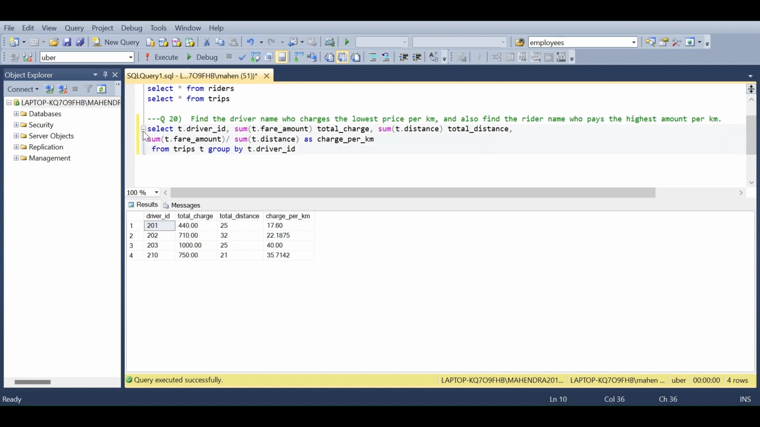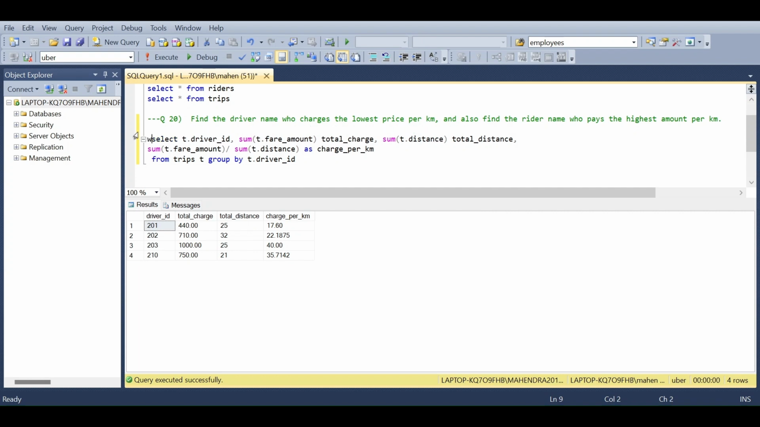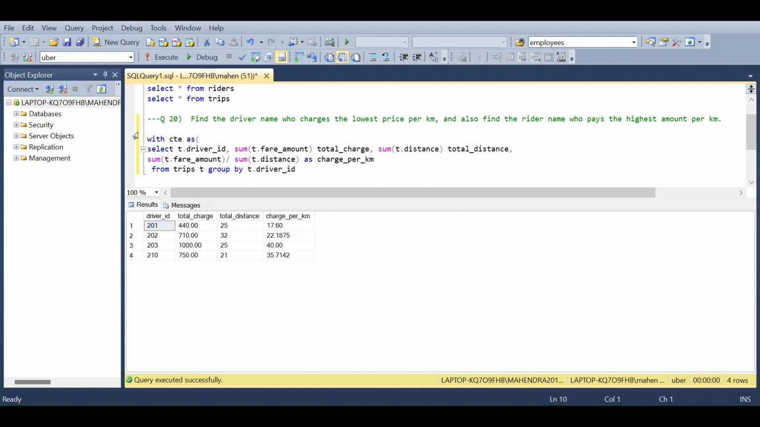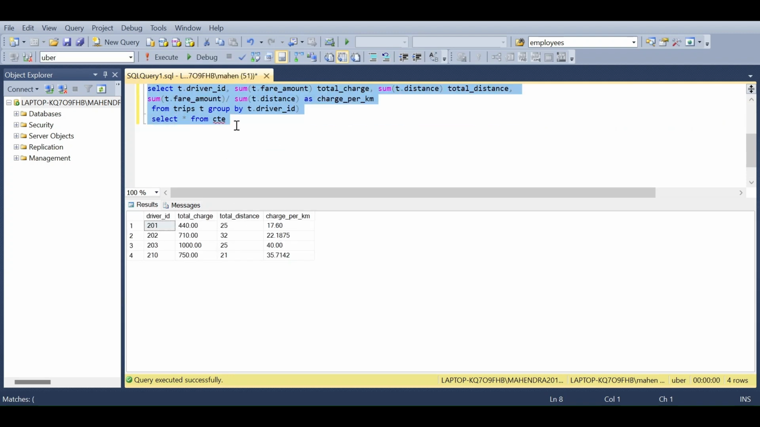Now I'm going to assign this as a CTE. If you select star from the CTE, you will get the same data. Now we need to join this data with the drivers information, to extract the driver name who is charging the lowest amount for each kilometer. Now we need to extract d dot name, that is the driver's name, and all this data.